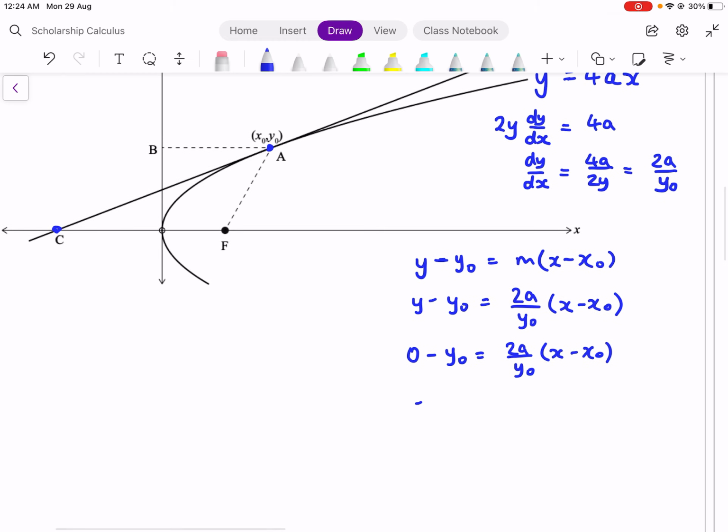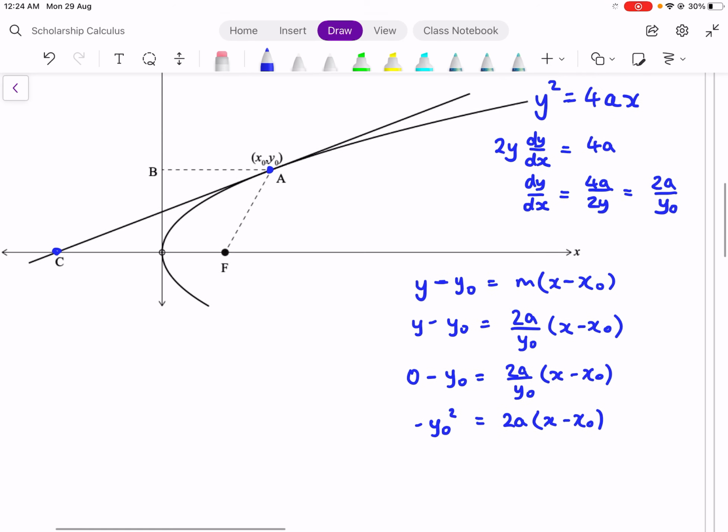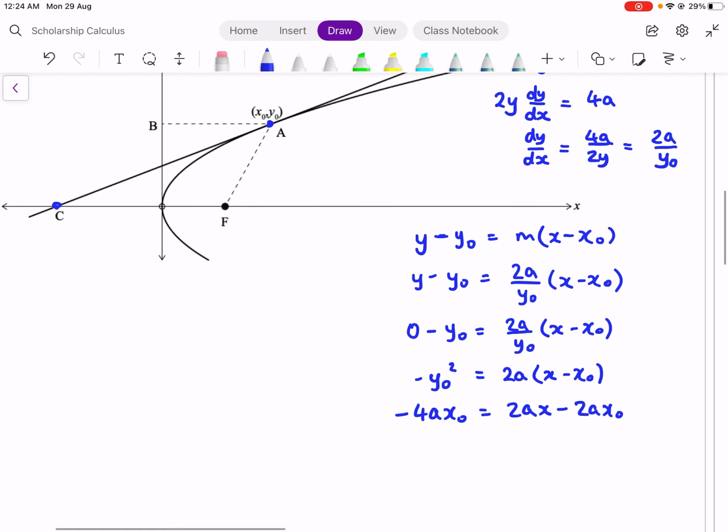I can cross multiply that, I get minus y naught squared equals 2a(x minus x naught). Now y naught squared is just 4a x naught, because y is on the parabola, and we know that y squared is 4ax. So this is minus 4a x naught equals 2ax minus 2ax naught. Remember, I want to find the x value of C there. So if I rearrange this equation, I've got minus 2ax naught equals 2ax. Cancel, cancel. x equals minus x naught.